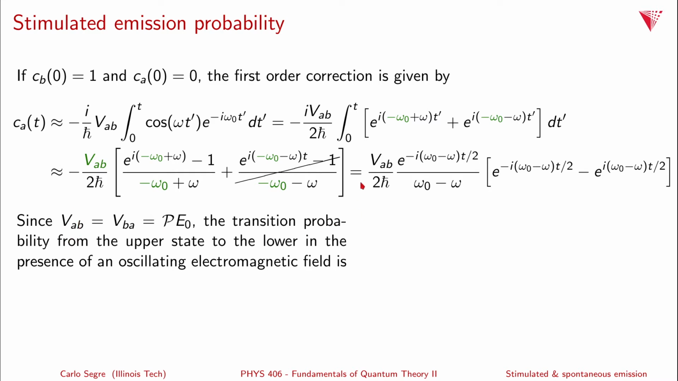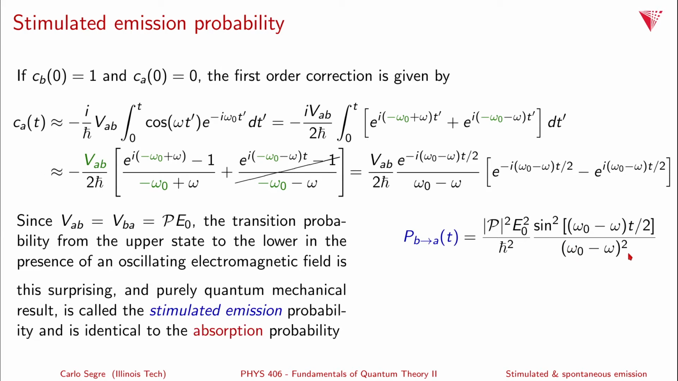Since V_AB, the matrix element in front here, is equal to V_BA, which is the polarization times the electric field magnitude E sub 0, the probability of transition from the upper state to the lower state in the presence of an oscillating electromagnetic field can be written as P_BA(t) equal to basically c squared, which gives us p squared, absolute value, E sub 0 squared, sine squared of (omega 0 minus omega) t over 2, divided by h bar squared times (omega 0 minus omega) squared.